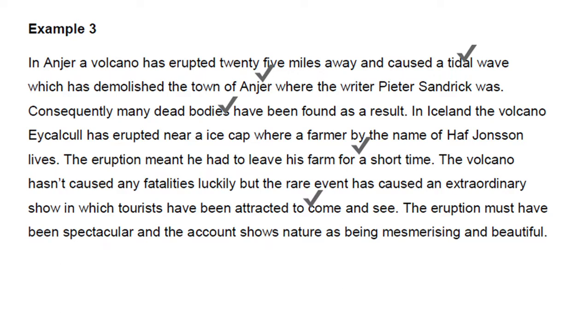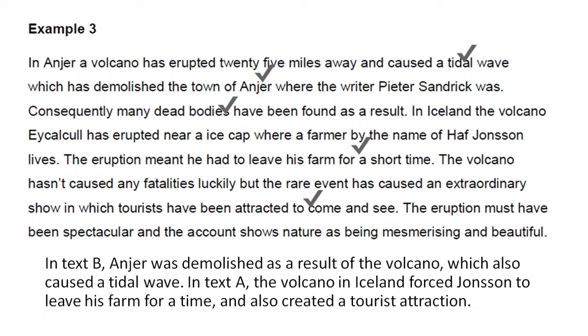But my concern with this answer is, how long has this taken the student? And you've only got 4 minutes. So underneath, I've rewritten it to show you how those 4 marks could have been achieved in just 2 sentences. So in text B, Angier was demolished as a result of the volcano. Tick. Which also caused a tidal wave. Tick. So we've got 2 things that happened in Angier.